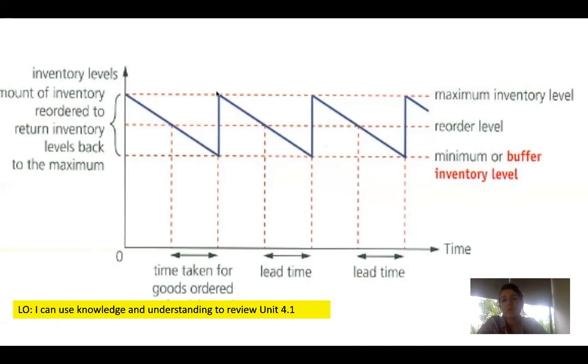You have a minimum or a buffer inventory level higher than 0 so that you have some extra products in case there is an unexpected rush for your products, or maybe there is an unexpected turn in the economy, for example.